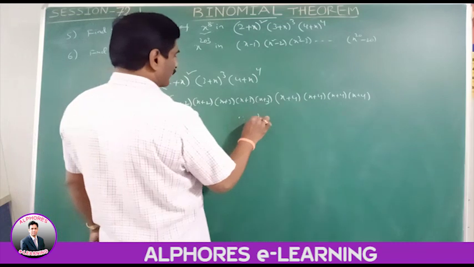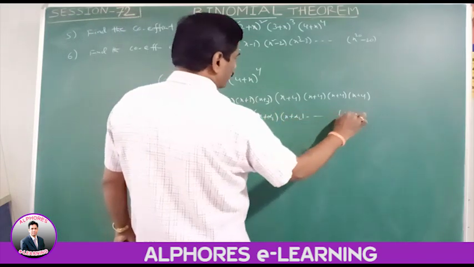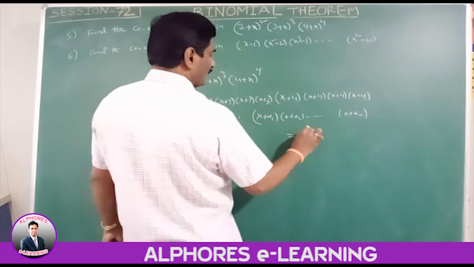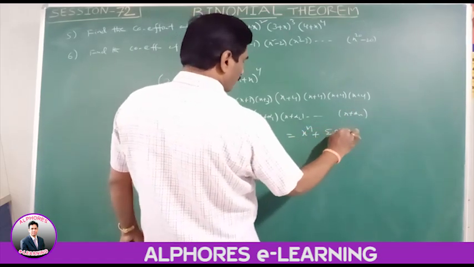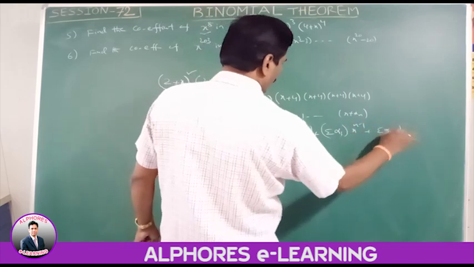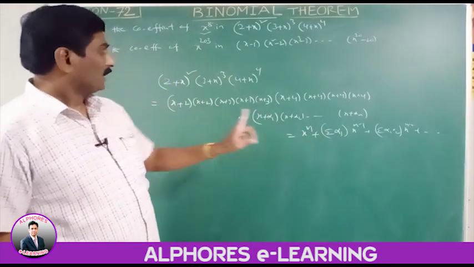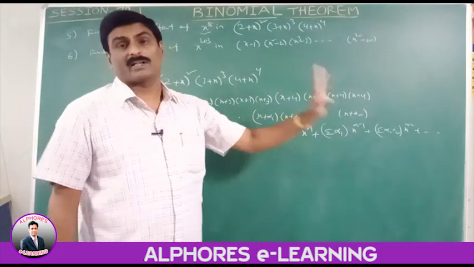Suppose the problem is in this way: (x plus alpha 1) into (x plus alpha 2) into so on (x plus alpha n). What is the expansion of this value? x power n plus sigma alpha 1 into x power n minus 1 plus sigma alpha 1 alpha 2 into x power n minus 2 plus so on. Here all values are positive, so we take positive. Suppose all of these are minus, we take alternately plus and minus.